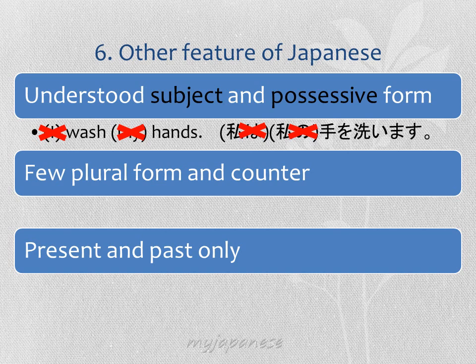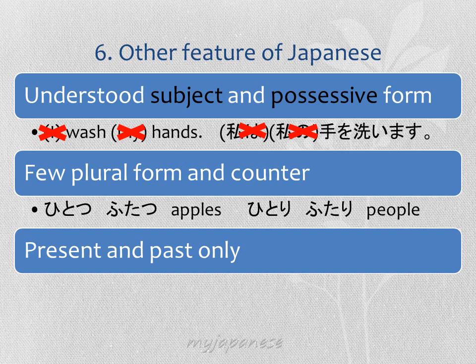Next, few plural form and counter. In Japanese, generally, you don't have to change noun to nouns. There are few plural forms though. Instead, we have counter, depends on things to count. In English, it is same when you count apples and people. You count like 1, 2, right? But in Japanese, when we count apples, we count 一つ、二つ. When we count people, we count as 一人、二人.